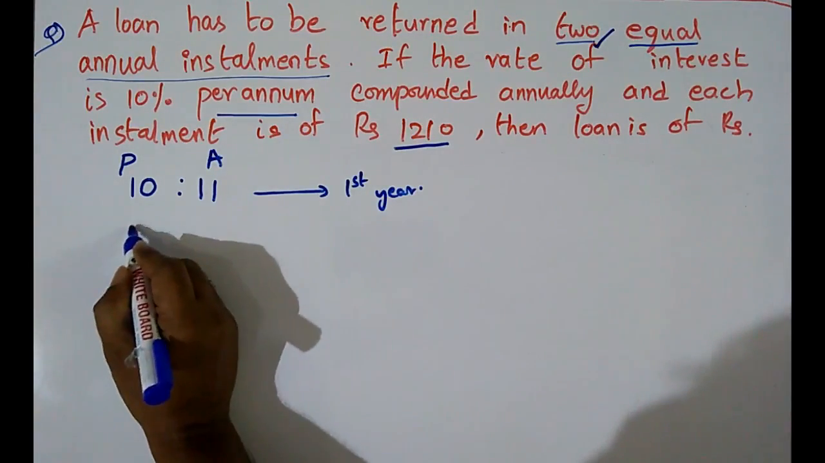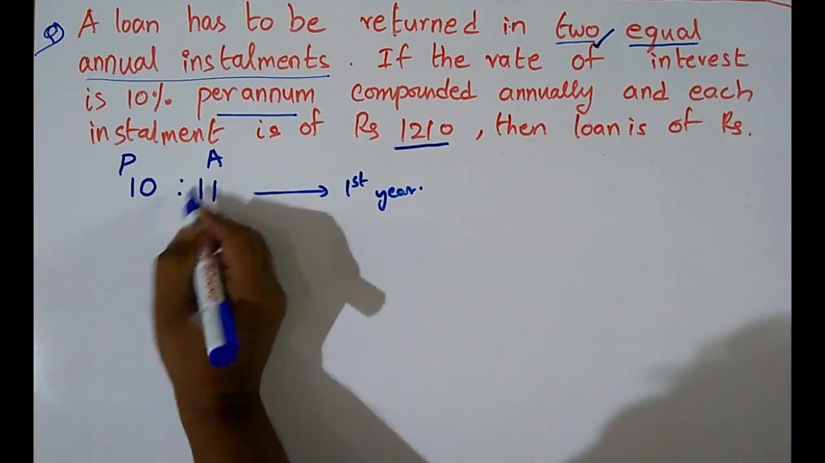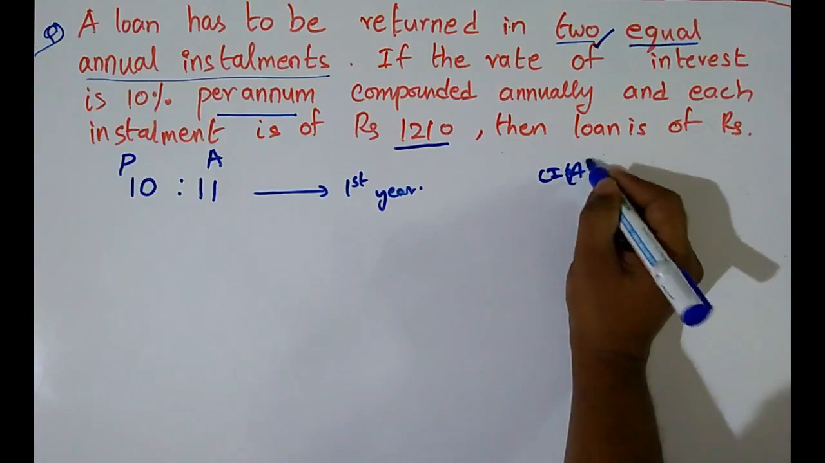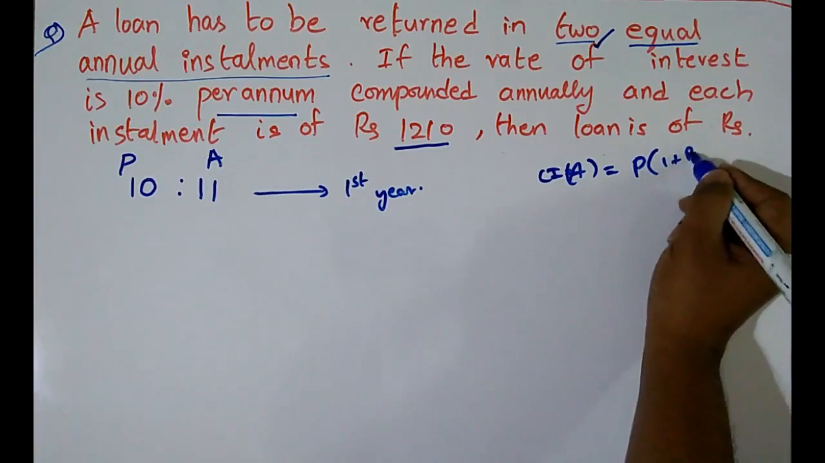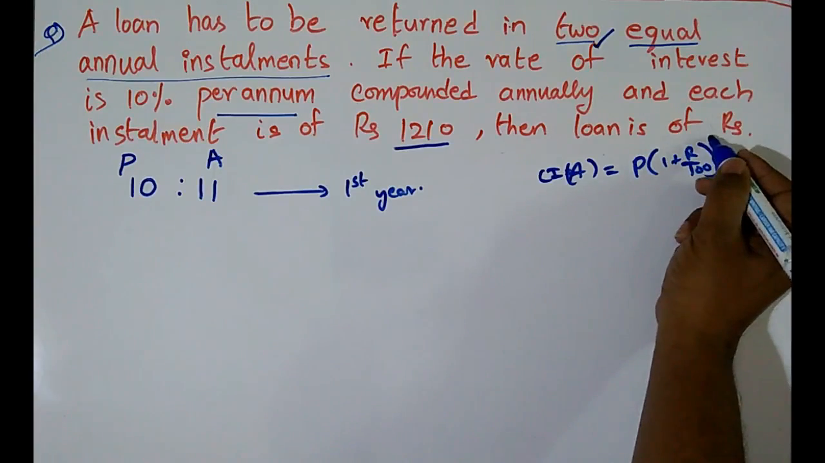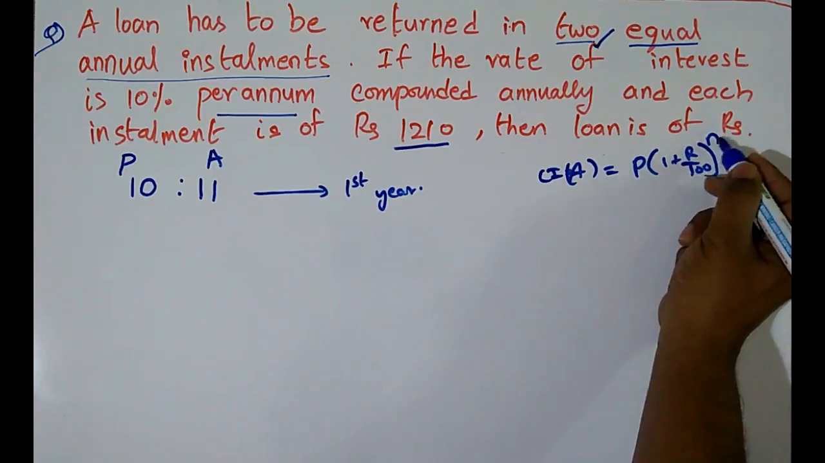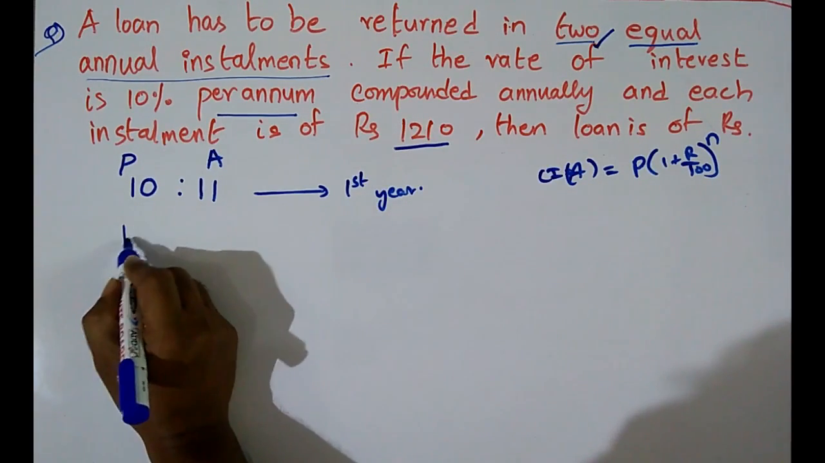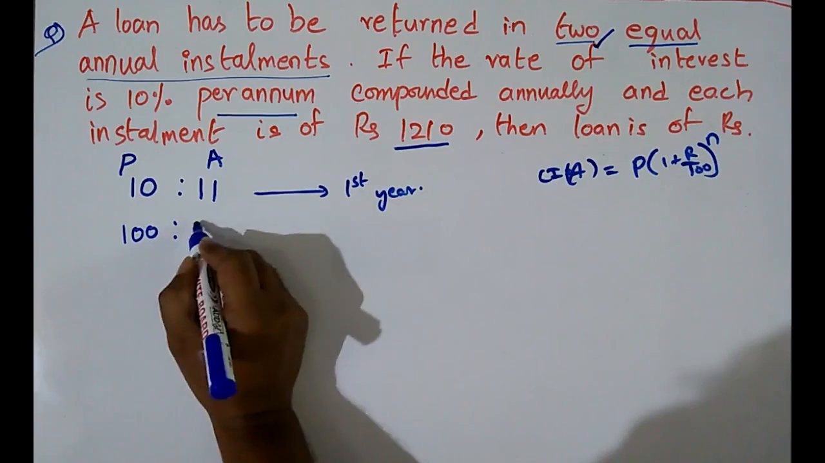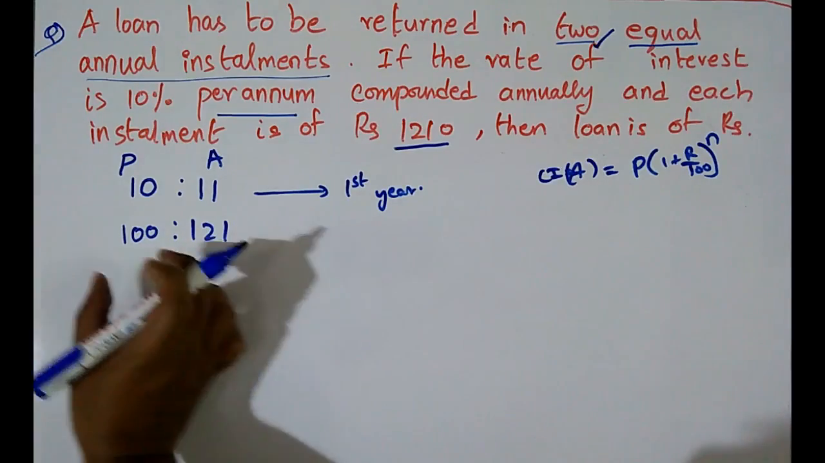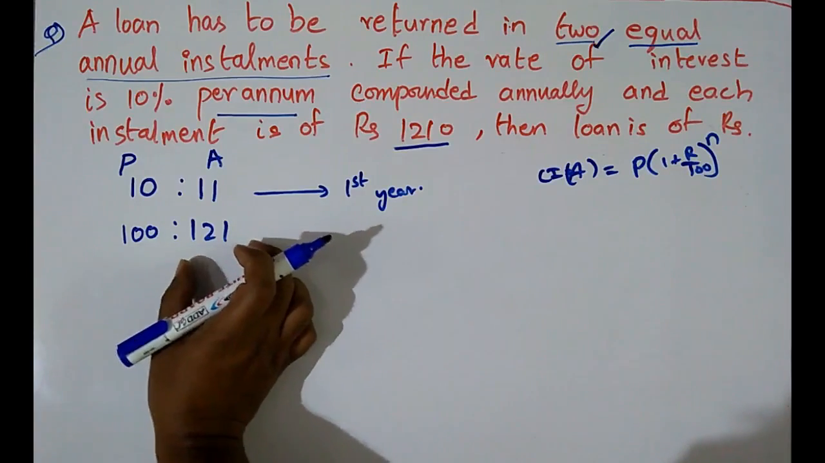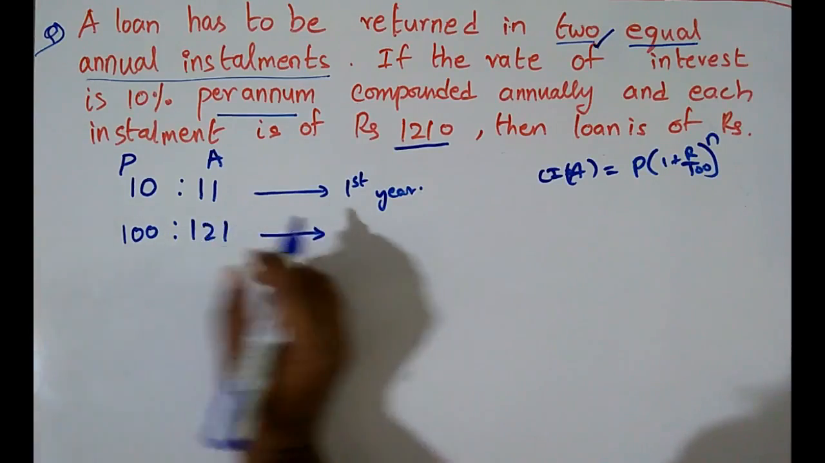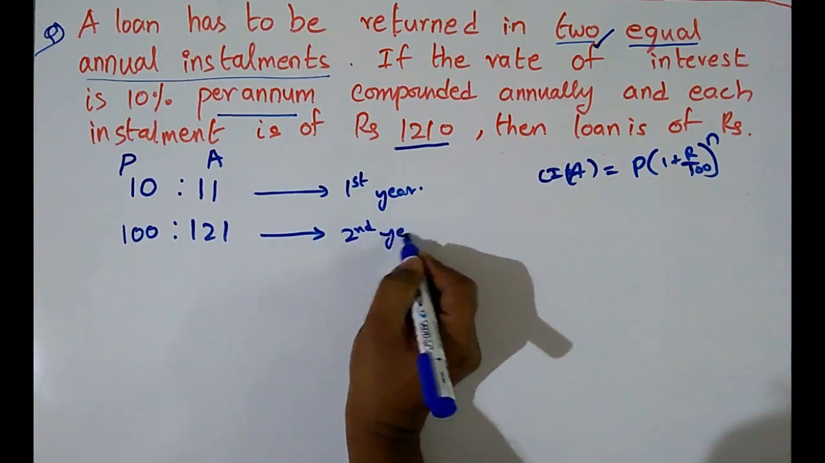For the second year, you have to square this thing. Usually in compound interest, what is it, friends? The amount is given by P into 1 plus R by 100 whole power N. So here if it is 2, it will be a square. So for the second year, we have to square this 10 to 11 ratio. That is 100 is to 121. If the principal is 100, then you have to pay 121 rupees as amount with interest. This is for the second year.